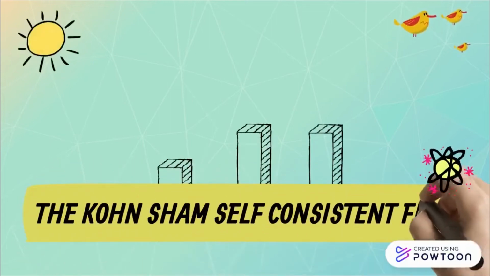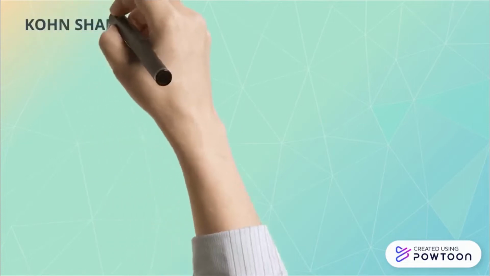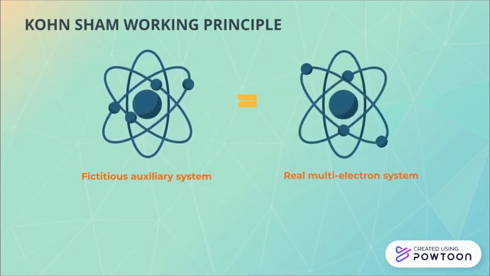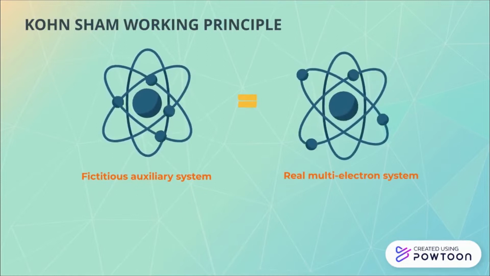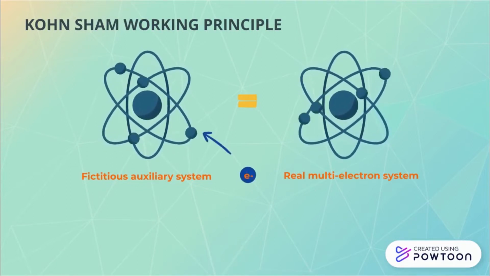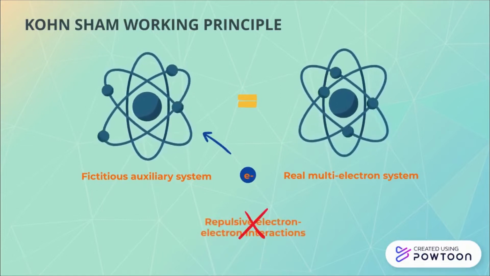Everyone, so today we'll be learning about the Kohn-Sham self-consistent field. The Kohn-Sham approach is to introduce a fictitious auxiliary system that aims to somehow mimic the real multi-electron system we are dealing with. This fictitious system is a set of particles with the same properties as electrons, except that the repulsive electron-electron interactions are turned off.